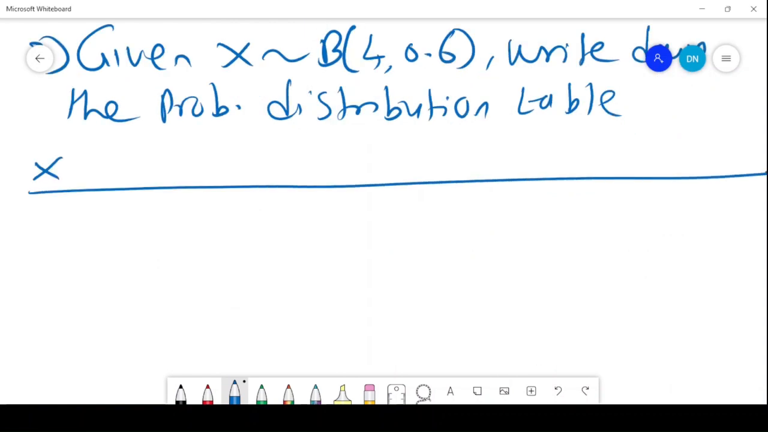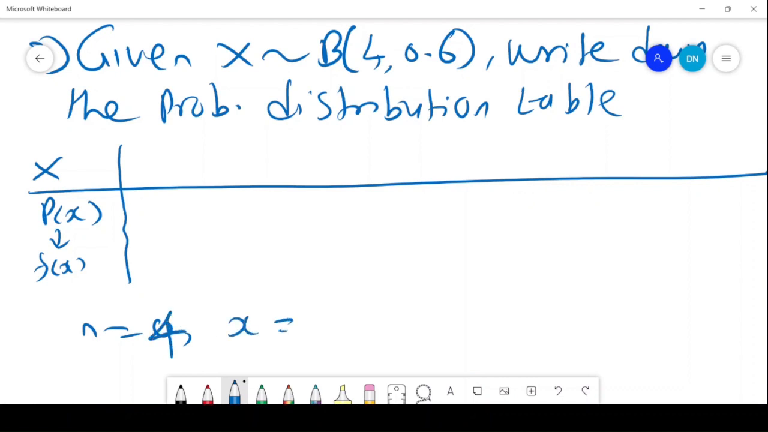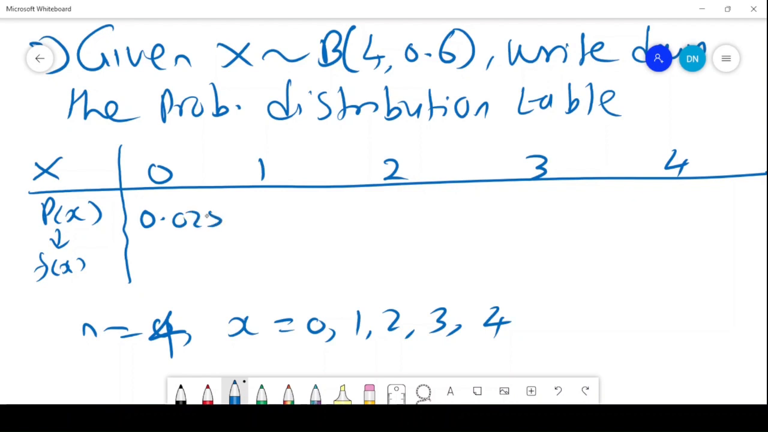So given the value of x, and then you are given the p of x, or sometimes we use the f of x. And so since n is 4, x will start from 0, 1, 2, 3, and 4. So we have 0, 1, 2, 3, and 4. And I'll give you the probabilities and I'll show you how to calculate them.